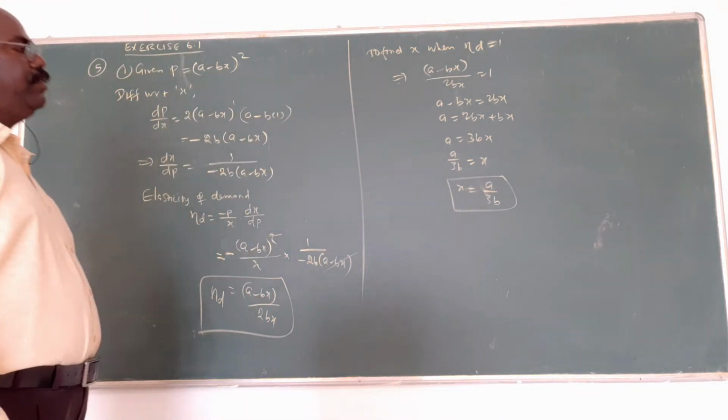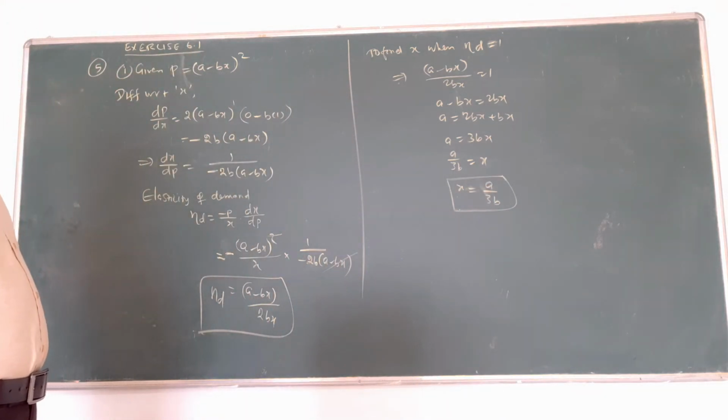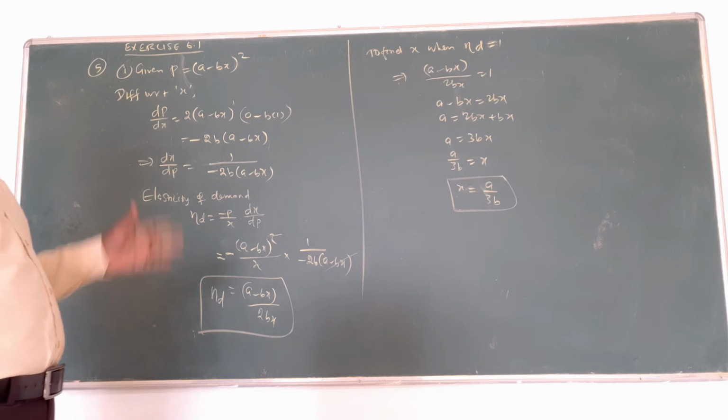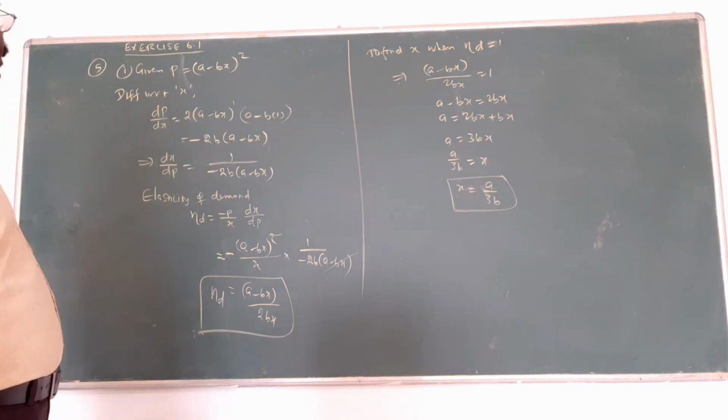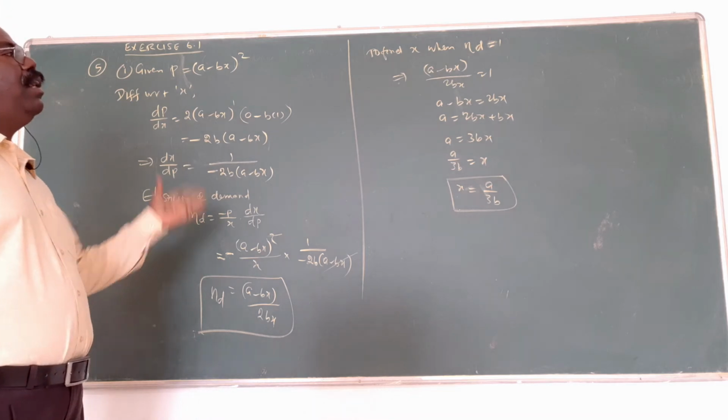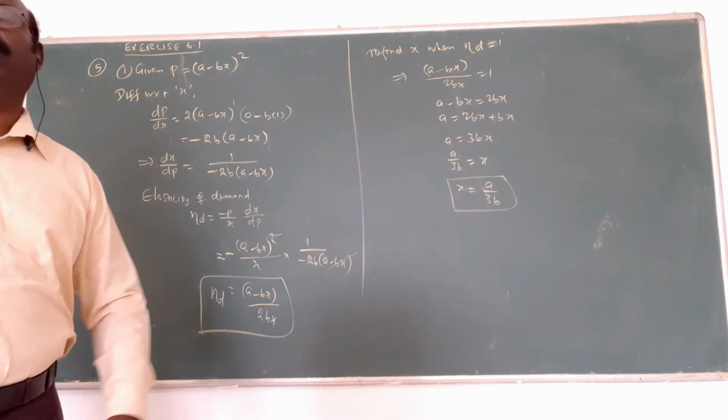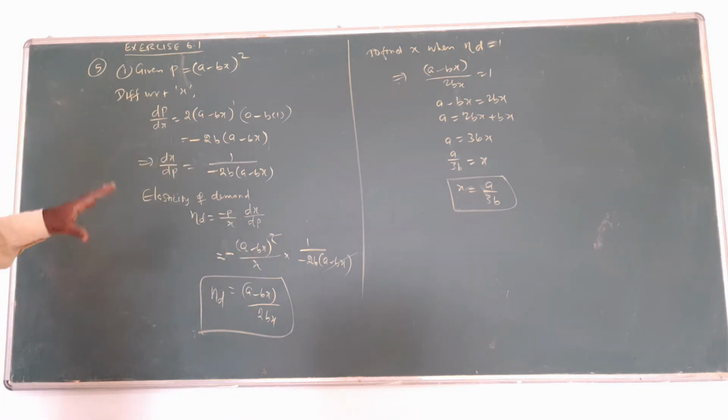To find x when the elasticity of demand is unity, that is ηd equal to 1, from that idea you will find the value of x. This is the first answer. First, find the elasticity of demand. Afterwards, x is asked when ηd is 1. This is the first solution. The second solution uses the same method.